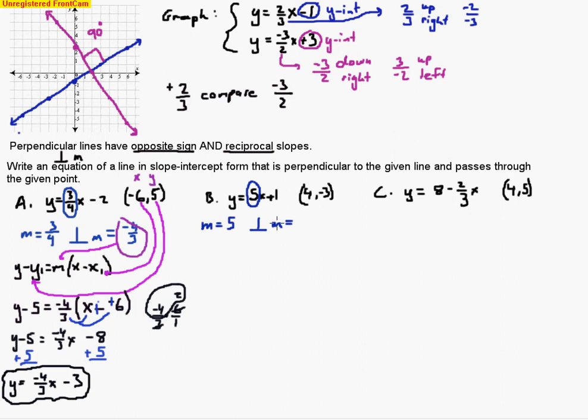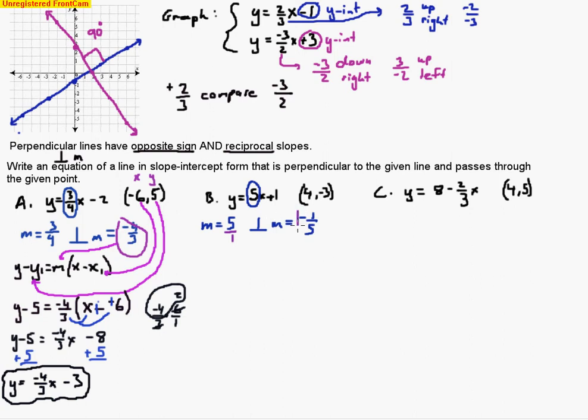So the perpendicular slope equals the opposite sign, so negative in this case, and the reciprocal, 1/5. Remember, if you don't see a number as a fraction, you can always write 5 as 5/1. And that's why when we take the reciprocal, the 1 went on top. Well, we'll go ahead and use that negative 1/5.